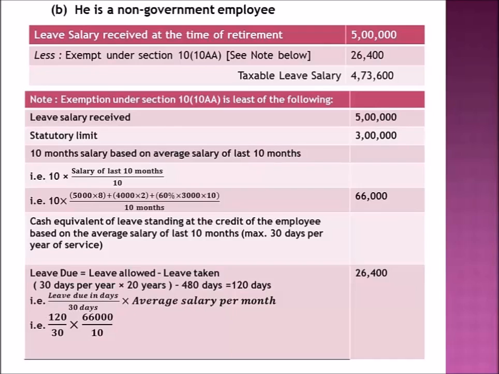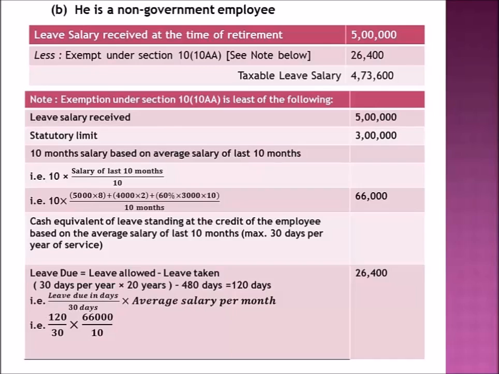Now this 120 days has to be converted into month, and that will be multiplied by the average salary per month on the basis of the salary of last 10 months. So 120 divided by 30, so we get 4 months, into 66,000, that is the average salary of last 10 months, divided by 10 to get the average salary per month. When we multiply these two, we get 26,400. Now we see what is the least of the four. 5 lakh, 3 lakh, 66,000 or 26,400. So obviously it is 26,400.